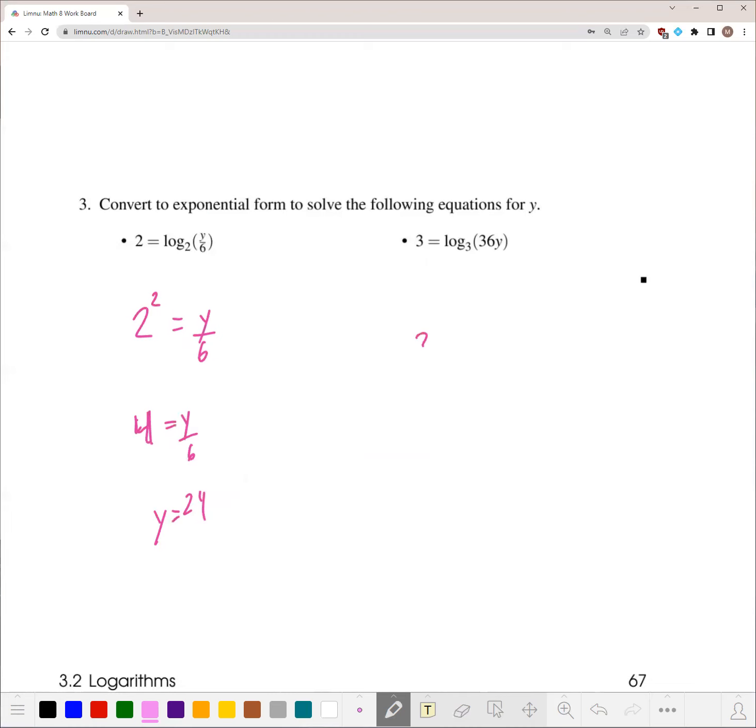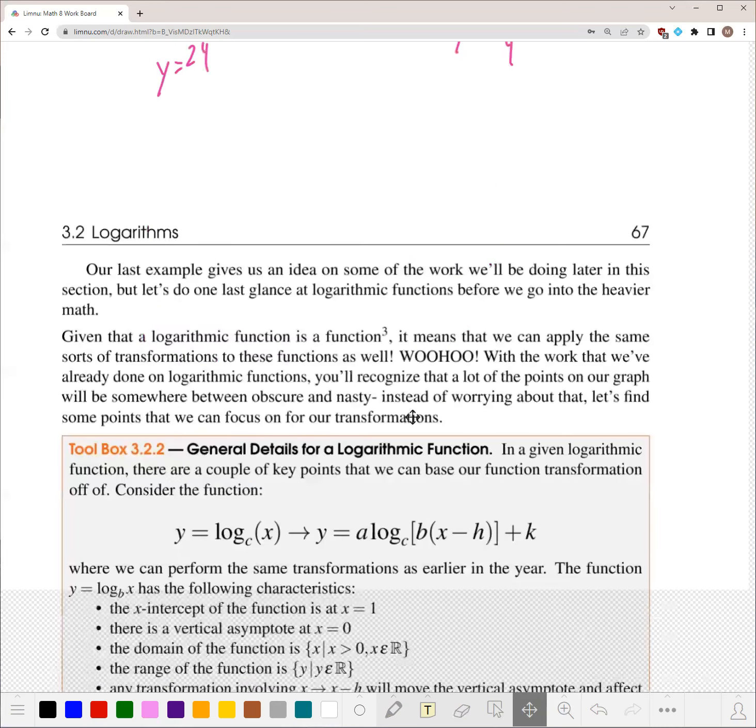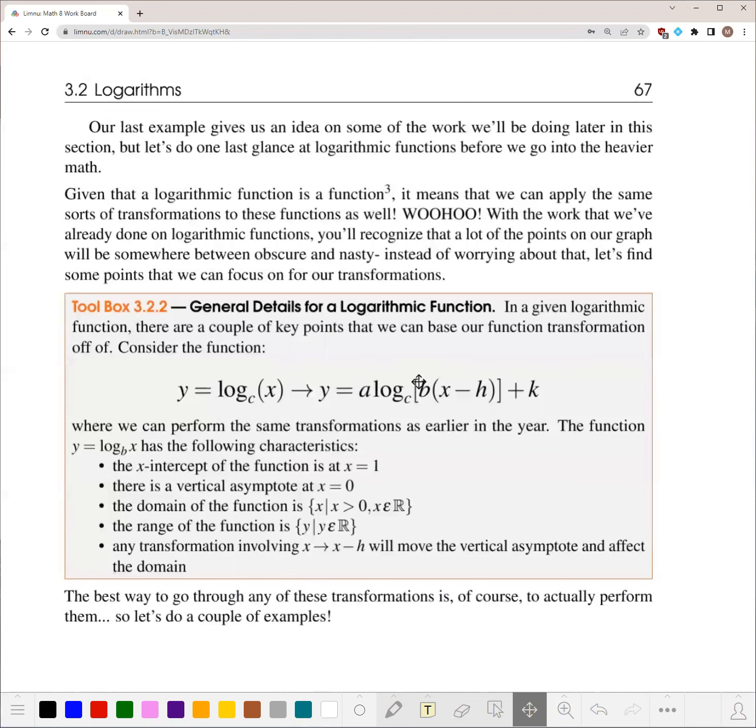Well, let's do the same thing. 3 cubed should be equal to 36y. All right, well, 3 cubed is 27, equals 36y. And then if I divide by 36, that gives me 27 over 36, which actually is equivalent to 3 over 4. Kind of neat.